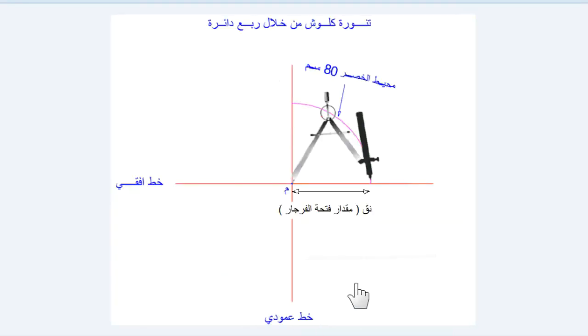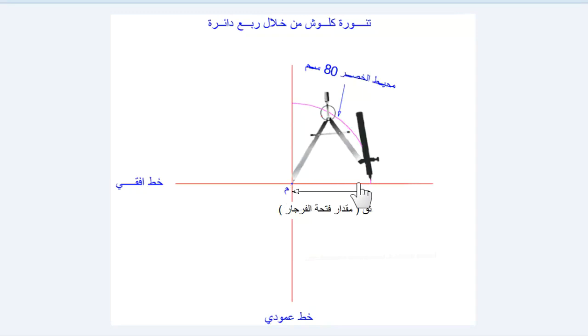And we are going to make this circle using this compass. To make this circle, the unknown is NK, which is half the circulation of the circle. In other words, it's the space that is opened in the compass.